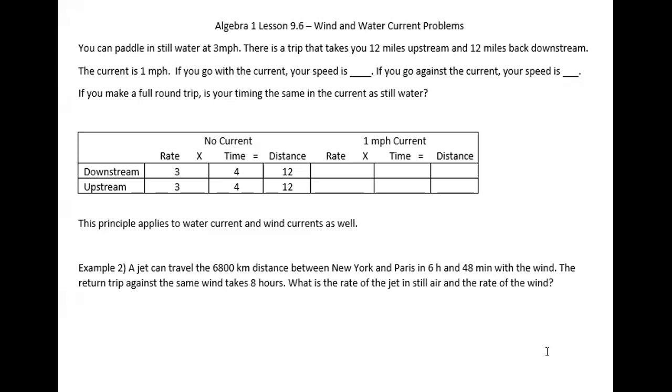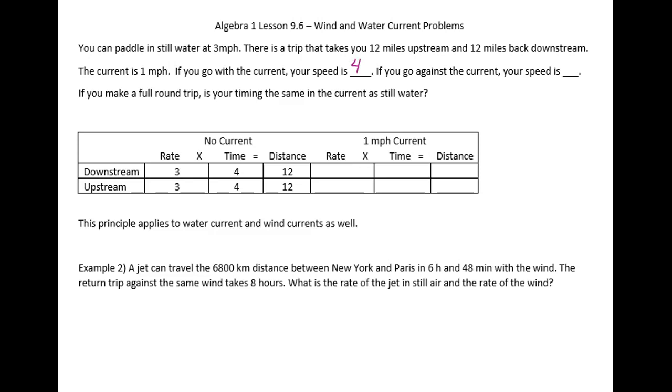Let's imagine you can paddle in still water at 3 miles per hour. There's a trip that takes you 12 miles upstream and 12 miles back downstream. The current is 1 mile an hour. So if you go with the current, that would add to your speed. What would your speed be if you went with the current? It would be 1 plus 3, so your speed would be 4 miles an hour.